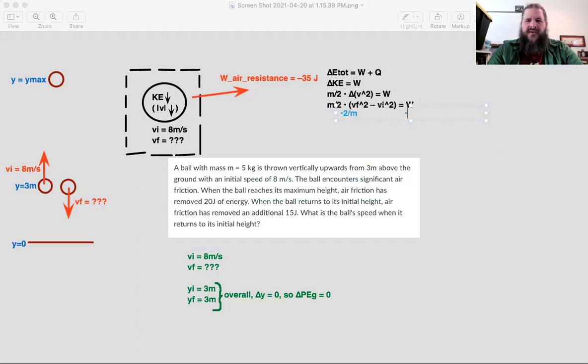So let's do that to both sides. Multiplying both sides by 2 over m. On the left side, the times m over 2 and the times 2 over m cancel out, so we're left with v final squared minus v initial squared. On the right side, we've got work times 2 divided by m, so 2 work over m. And then what else do we need to do to isolate v final?